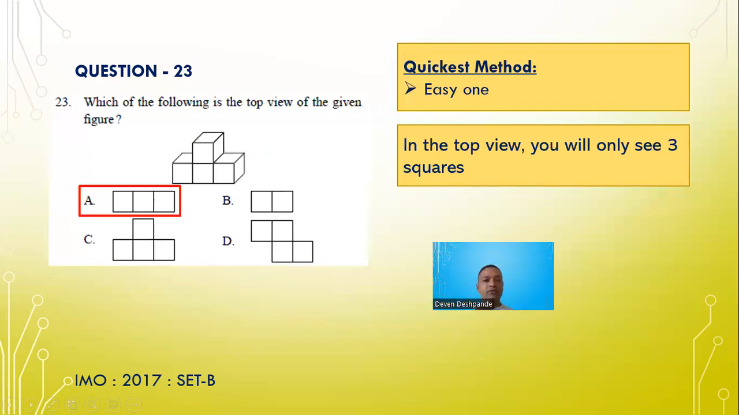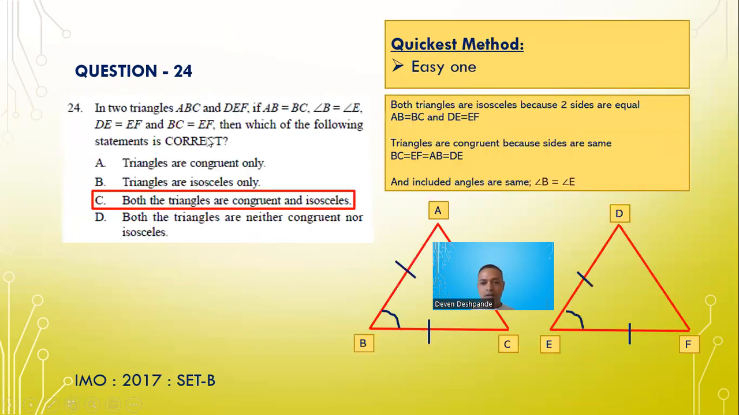Okay, next one. Which of the following is the top view of the given figure? So again, top view is you have to visualize, isn't it? And if you see this from the top, you will see only three squares, the three top squares, 1, 2, and 3. You'll only see three top squares.